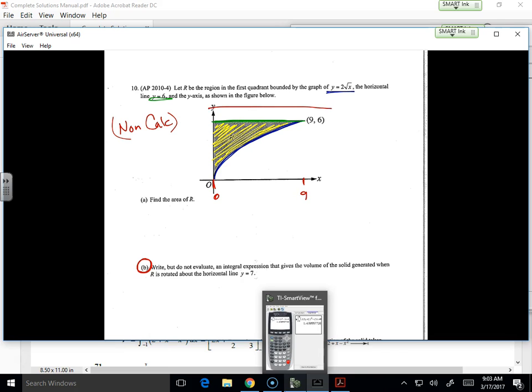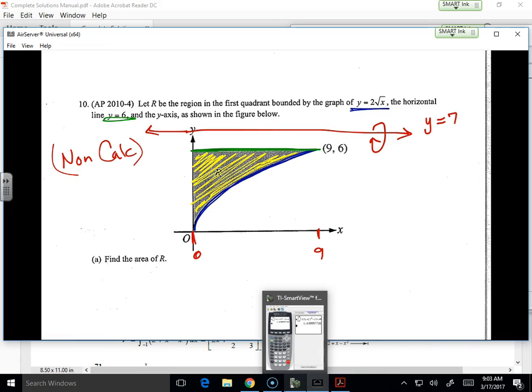Wouldn't that be up here? Who are we revolving around? Him. See why I want to look at this one? The axis of revolution is above the area. And I say, no big deal.